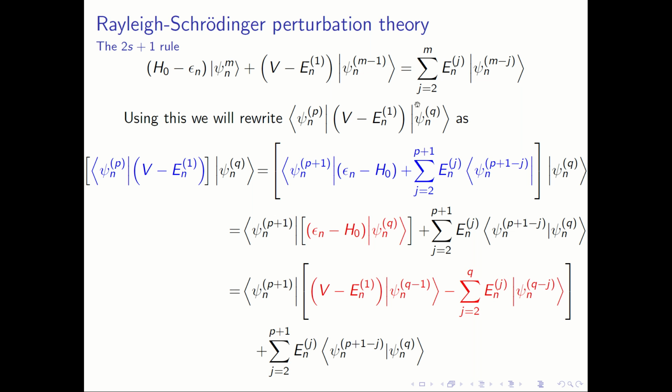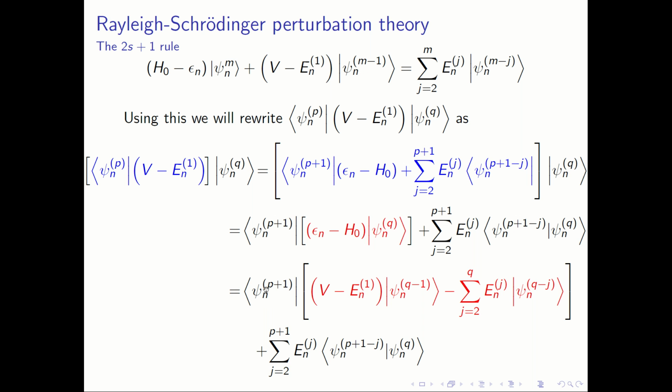So if I do that, this one is exactly what you had already, and now you have psi_n^(p plus 1), the bra sitting on the left, and the bracket here expands out using the perturbation expansion into this. But notice what has happened. You started with a matrix element of V minus E_n^1 between psi_n^p and psi_n^q, and here, apart from this bunch of terms which are just matrix elements times energy corrections, you actually end up with the matrix element of V minus E_n^1 but between psi_n^(p plus 1) and psi_n^(q minus 1).